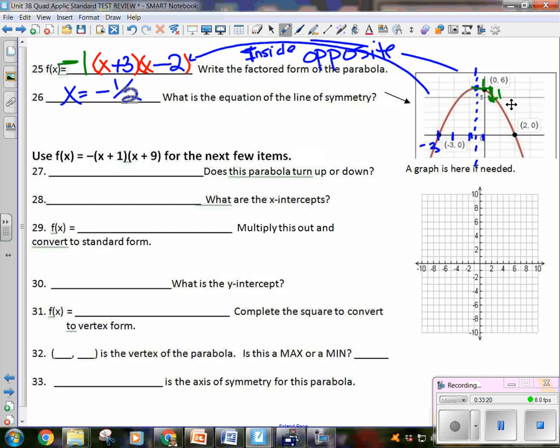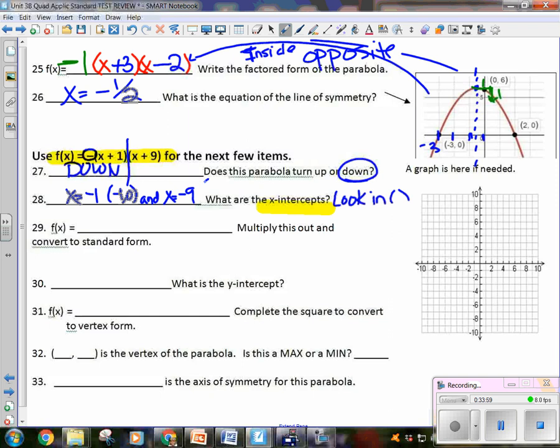Okay, does this parabola turn up or down? This one turns down because it has a negative. And I'm looking at this one right here. We're focused on this one right here. This equation. So we're not looking at the picture anymore. We're done with that picture. What are the x-intercepts? Okay, the x-intercepts come from the parentheses. So look in your parentheses. But remember, they come out opposite. Imagine splitting and solving. What's x plus 1 solving for 0? First one would be negative 1, or that would be the point negative 1, 0. And the other one would be, if x plus 9 equals 0, the answer would be x equals negative 9, or that's negative 9, 0. Now we do have a graph down here, and I'm going to put those points on there. So negative 1 and negative 9.